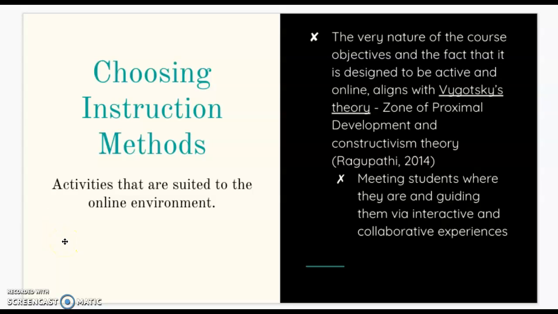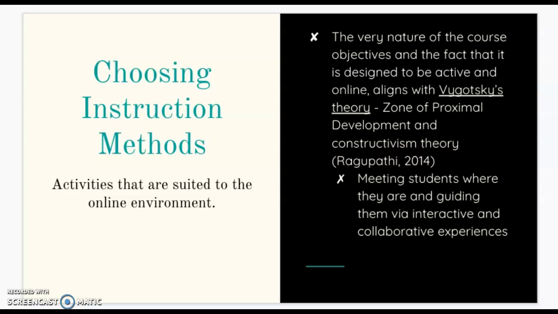Moving forward, choosing instruction methods, we want to make sure that the activities that you choose are suited for the online environment. And I think that the very nature of the Cougar Prep class and its objectives, where we're focusing on familiarity with the learning management system, getting to know other students, and then a review of those basic skills, all lend themselves to Vygotsky's theory for the zone of proximal development.